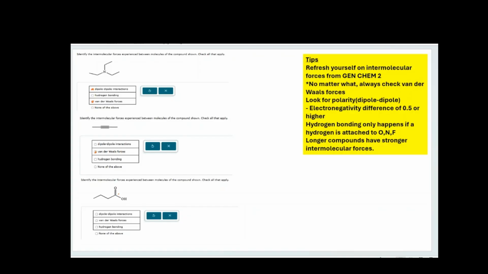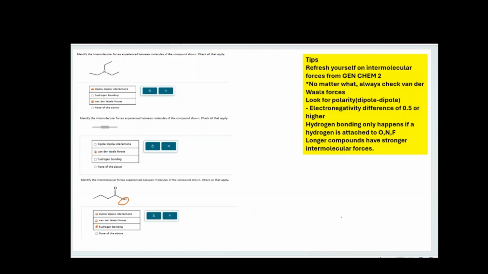And then at the end, I have this compound, and of course, I follow my rule. I'm going to check van der Waals. I'm going to see if I have polarity, so I have oxygen and carbon, which is a difference of 0.5 or higher for electronegativity. So I'm going to put dipole-dipole, and then the last thing, I'm going to check to see if I have a hydrogen attached onto an oxygen, nitrogen, or fluorine, and I have an oxygen right here that's attached to a hydrogen. So I'm going to just go ahead and put hydrogen bond in there.